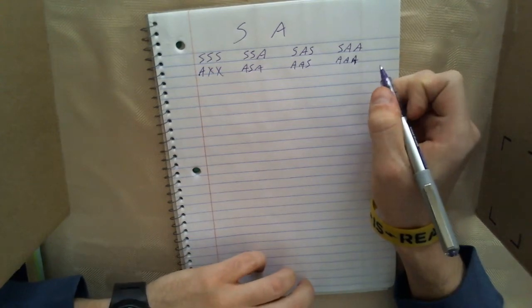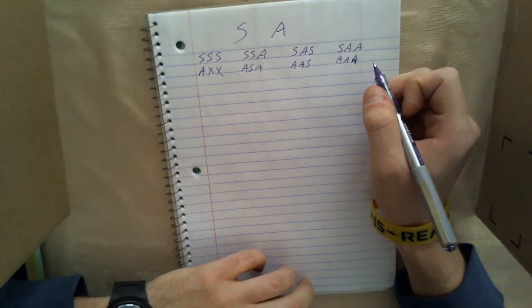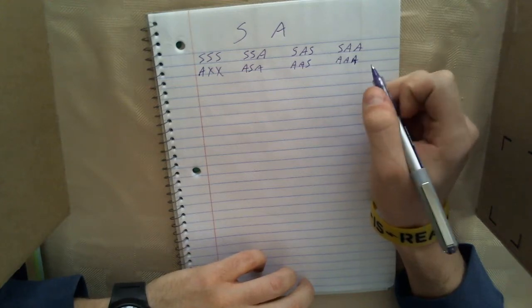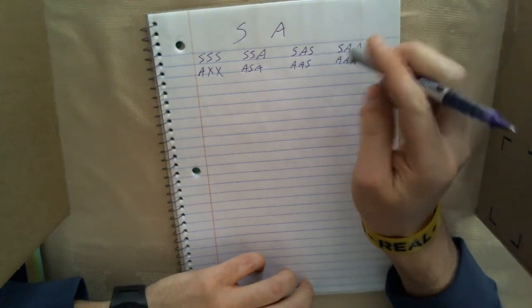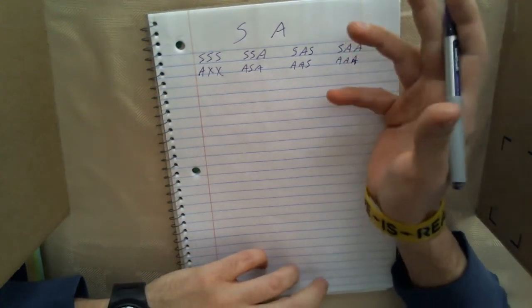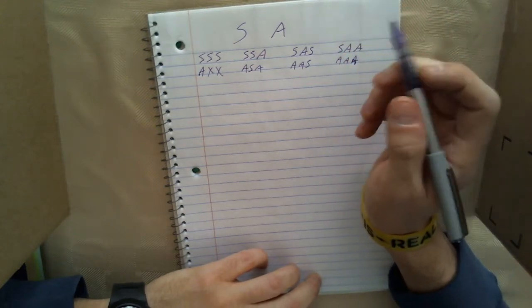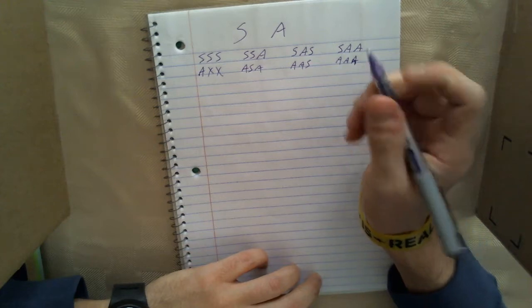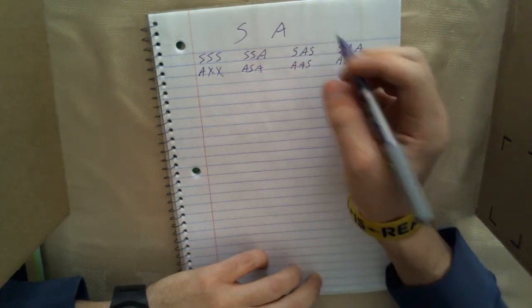Now, some of these work with triangles and some do not. So let's see if we can figure this out as to whether or not we can use this as a theorem or postulate to prove that triangles are congruent. So let's start with the first one because it's a great place to start.